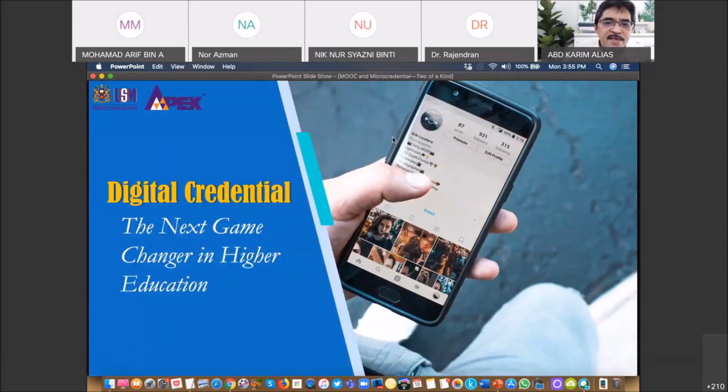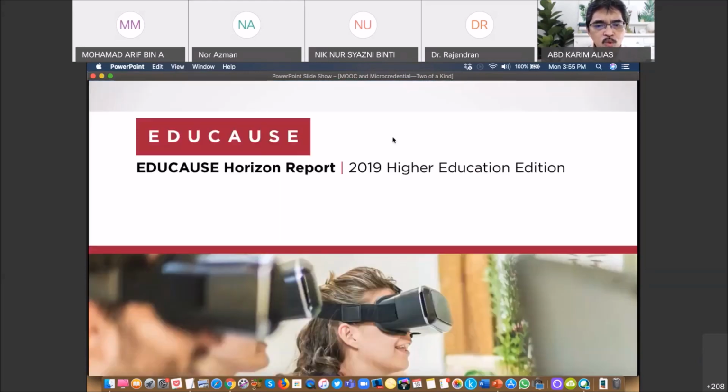So this is where the idea of digital credential comes in, and this is where I think the next game changer in higher education is. And to me, this is something that USM really needs to do, because the opportunity here is to do this in a more sustainable way.